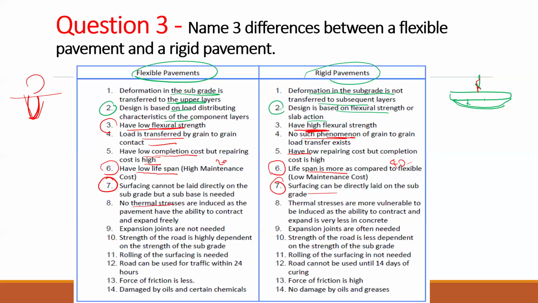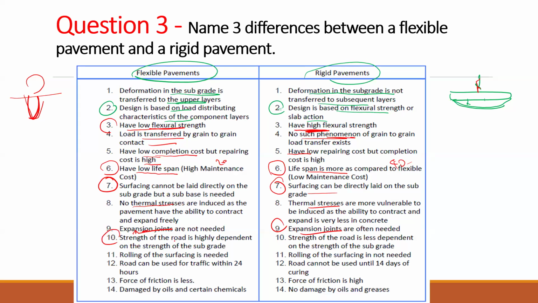No thermal stresses, because in rigid pavement, concrete expands and contracts with the temperature changes, so they can have cracks. We need to provide expansion joints. So the next one is expansion joints. Expansion joints are needed and thermal stresses are there in concrete. But if you look at the flexible pavement, they are flexible, so they don't crack because of the temperature changes. So there are no thermal stresses and we don't need expansion joints.